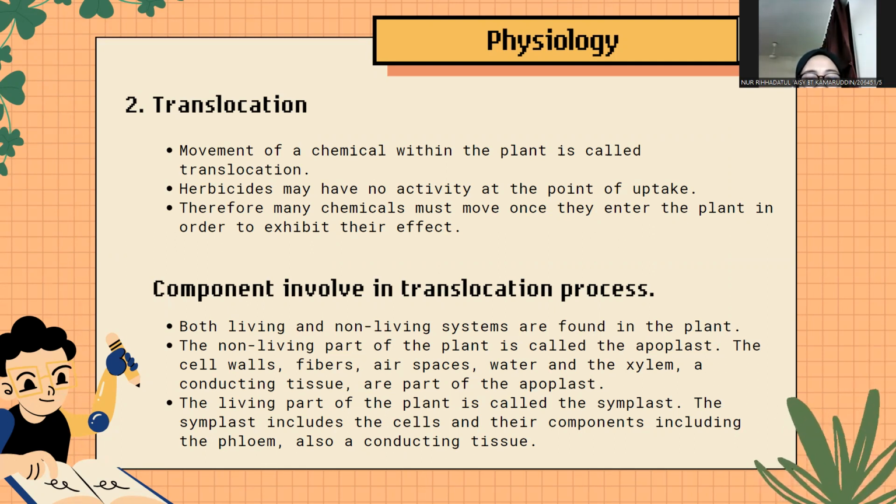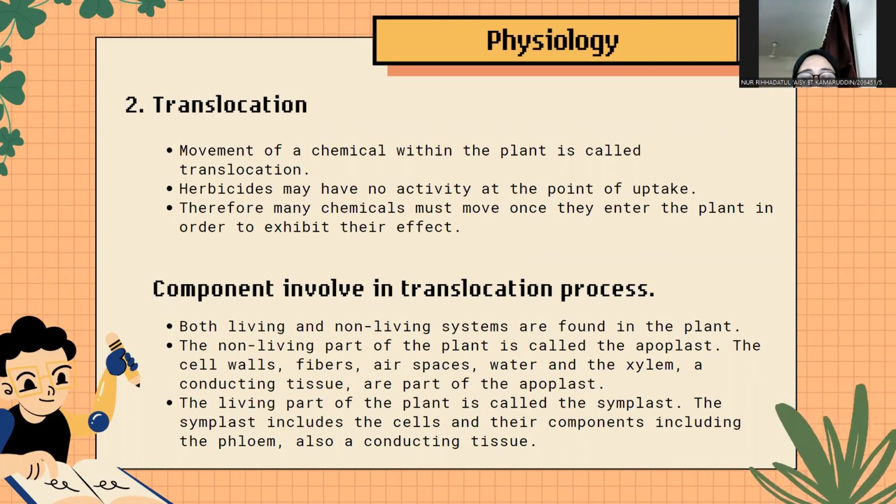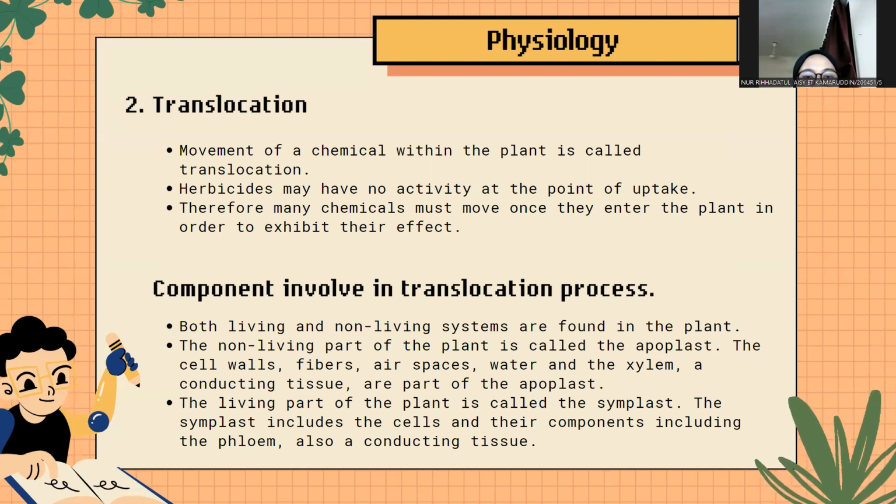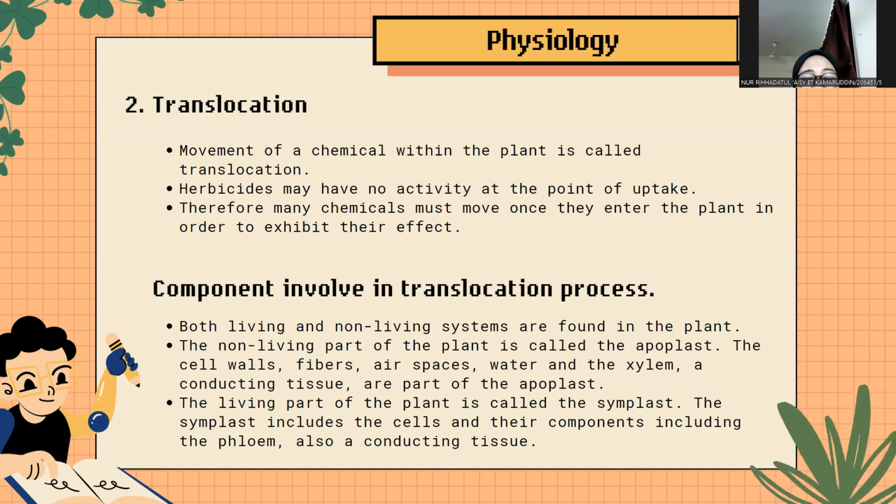Next are the components involved in the translocation process. A discussion of the structure and function of plant conducting tissue is necessary. Both living and non-living systems are found in the plant, and each supports a different process of translocation. The non-living part of the plant is called the apoplast. The cell wall, fiber, air space, water, and the xylem, a conducting tissue, are part of the apoplast.